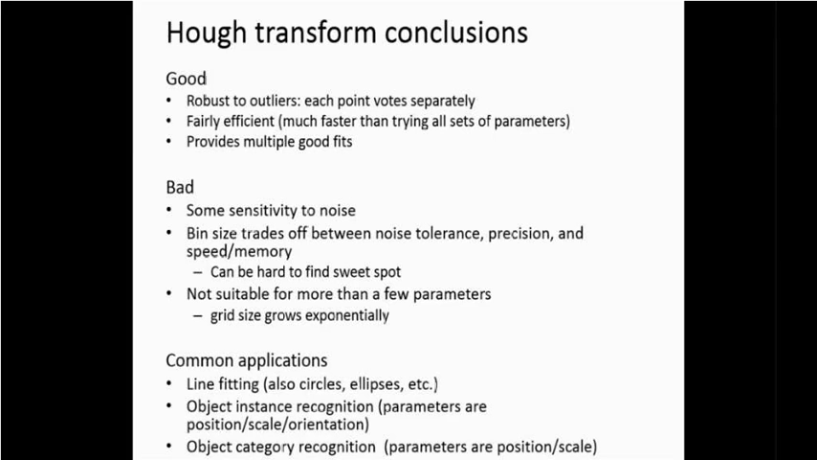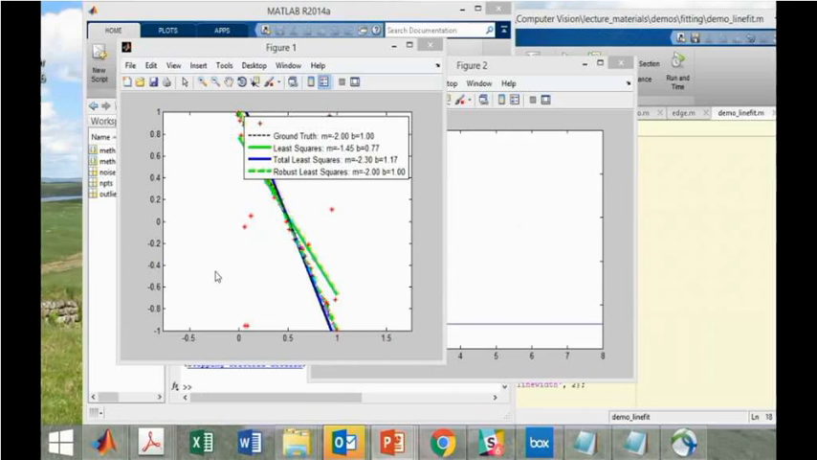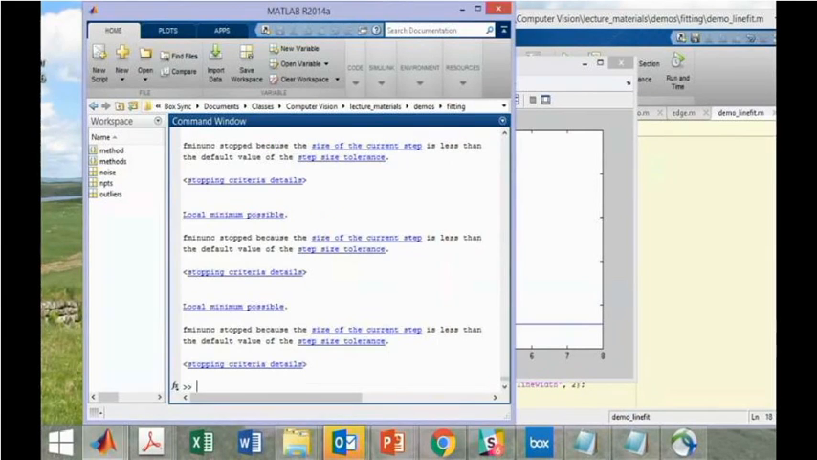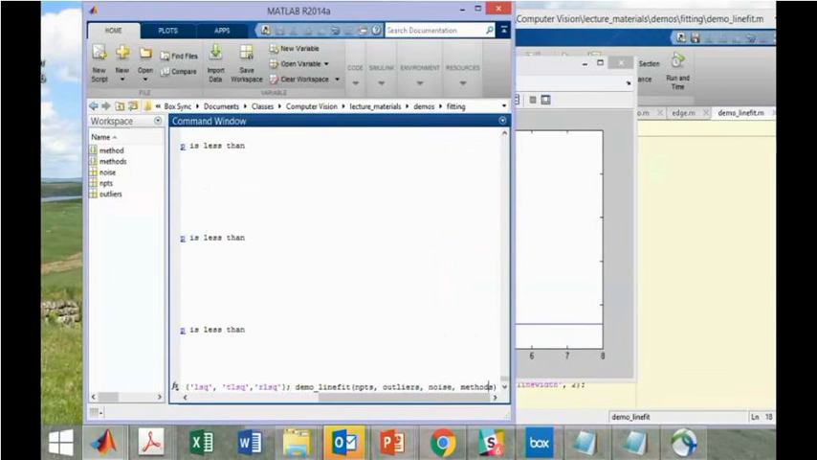I'll just give you a quick 2-minute demo of that, and then I'll talk about RANSAC in the next lecture. So just hang with me for a moment. So if instead of robust least squares, I'll also do Hough. I'm guessing that's the name.